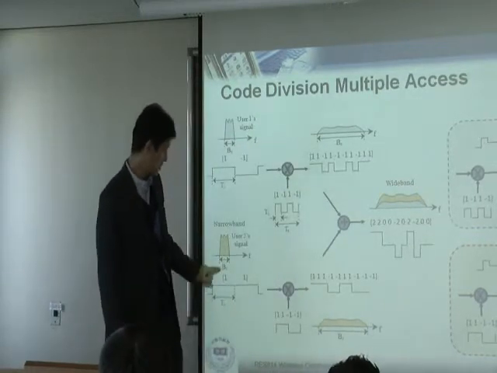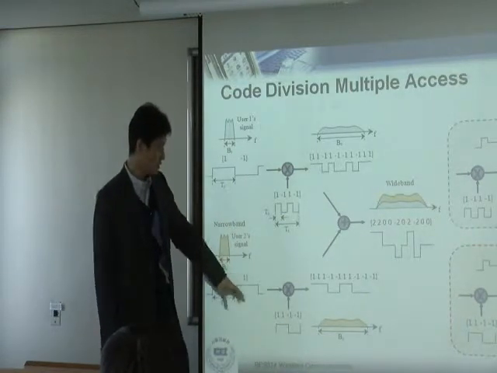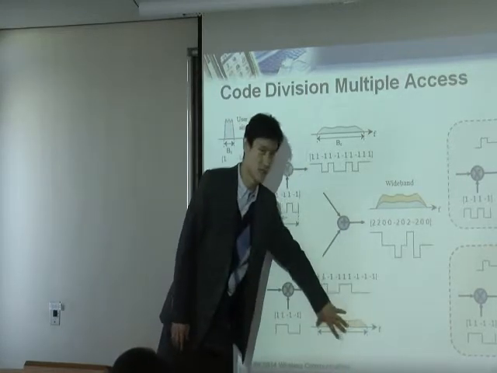Same thing happens for user 2. User 2 has this signal bandwidth originally, but when you multiply this one, now things become chip rate, therefore you have it spread in frequency.